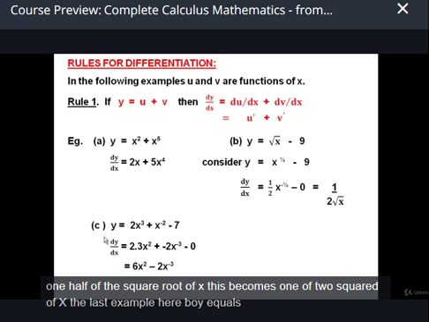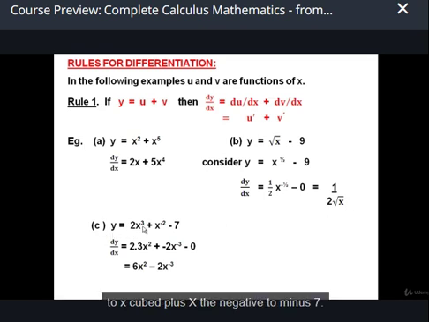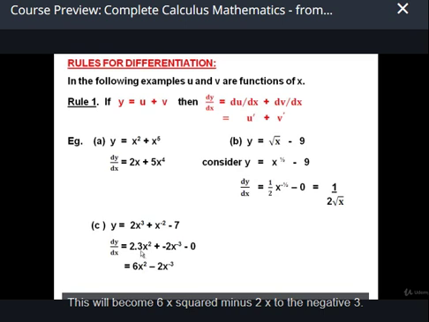In the last example here, y equals 2x cubed plus x to the negative 2 minus 7. Differentiating each one in turn, we leave the 2, times 3x squared, plus negative 2x to the negative 3, minus 0. This will become 6x squared minus 2x to the negative 3.